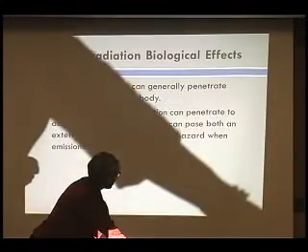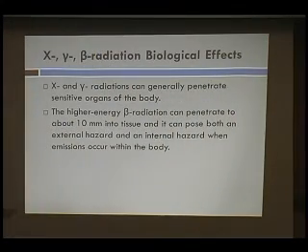Okay, so then when we talk about X and gamma radiation, they can generally penetrate sensitive organs of the body, so they can get in. And then the beta radiation, it can penetrate to about 10 millimeters in the tissue, and it can go in externally as well as internally.